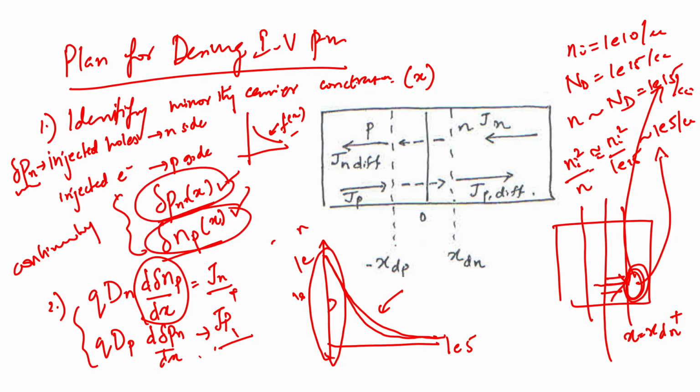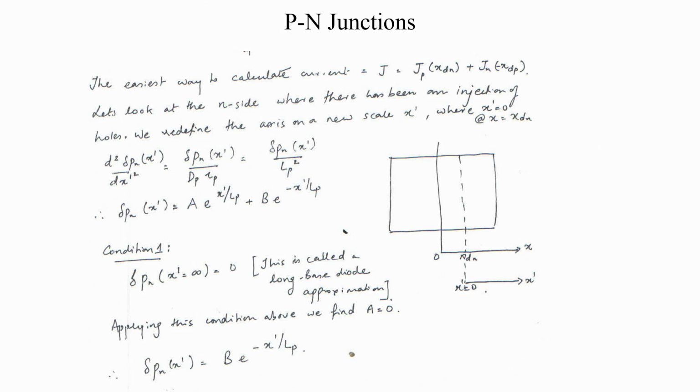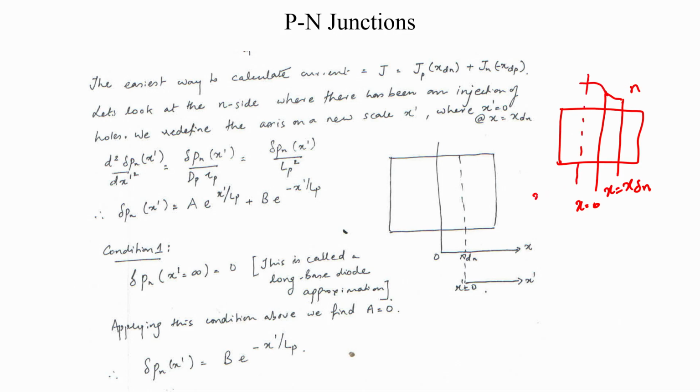So, the first part of it is to solve the continuity equation. What we have to do is shift the coordinate system a little, because we are very comfortable with defining x equal to 0 at the point of injection. Our initial coordinate system had x equal to 0 at the junction, and at x equal to x_dn we had the boundary of the depletion region on the N side, and at x equal to minus x_dp the boundary of the depletion region on the P side.